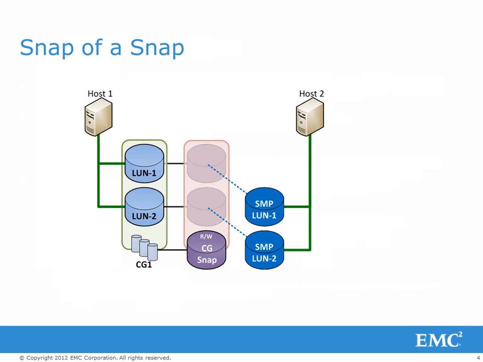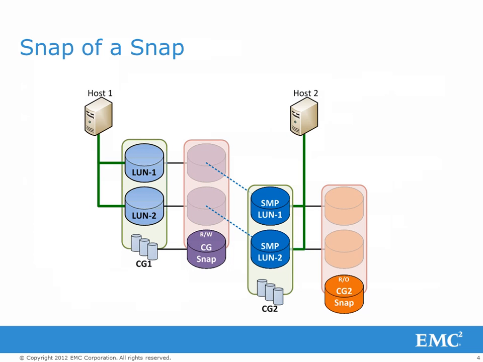Note, for that operation we need two different snapshot mount points, or SMPs, one for every single LUN inside a consistency group. Later on, when host 2 has written down some data, the two SMPs can also be placed inside a consistency group, and another snapshot can then be taken of that new consistency group. This is snap of a snap. Consistent CG2 snapshot is a snapshot of CG snap. In other words, orange is a second level snapshot of purple.